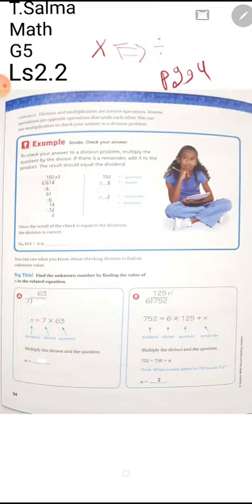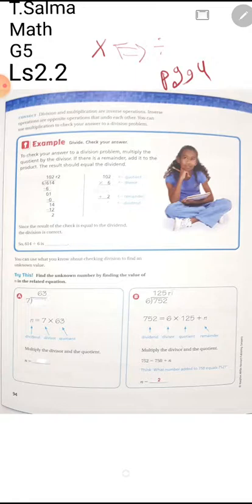To know if your quotient is correct or not, you have to multiply this quotient with the divisor and add the remainder. And if the answer equals the dividend, that means your quotient is correct, your division is correct. If it's not equal to the dividend, that means your quotient or your answer is not correct.